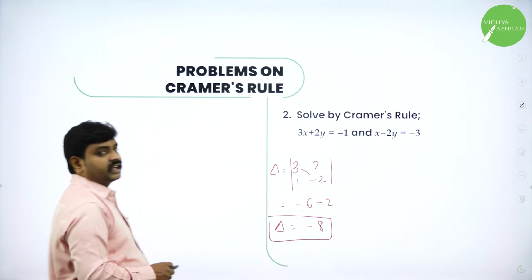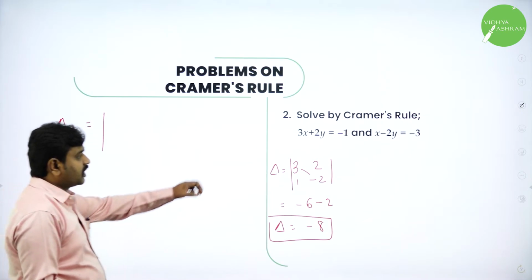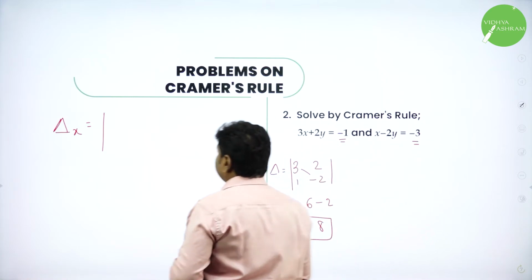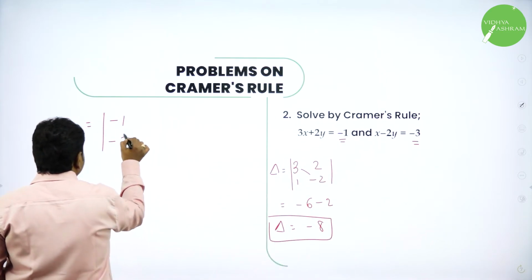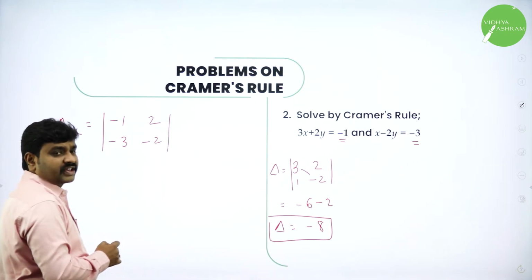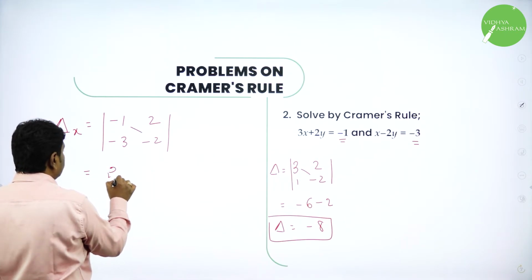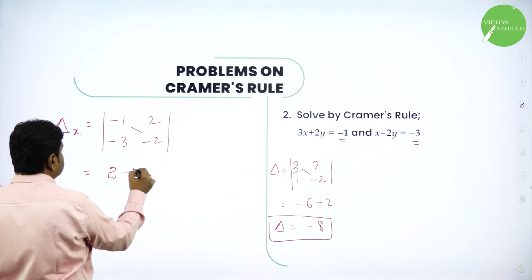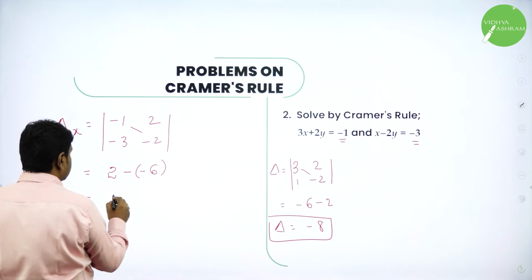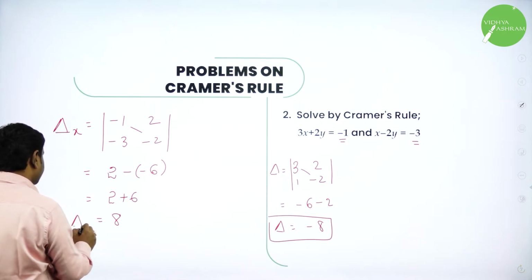So now I need to find delta x. How to find delta x? Delta x means what? Replace the first column, 3 and 1, with the constants, minus 1 and minus 3. The second column, let it be as it is: 2 and minus 2. So expand this. You'll have minus into minus plus, 2 ones are 2, minus 3 into minus 2 is plus 6. That will become 2 plus 6, which is 8. Delta x gives you 8.